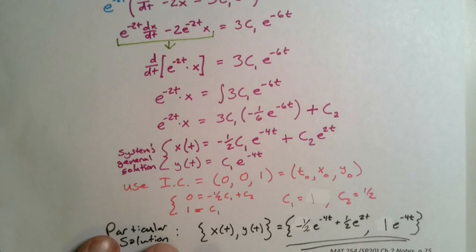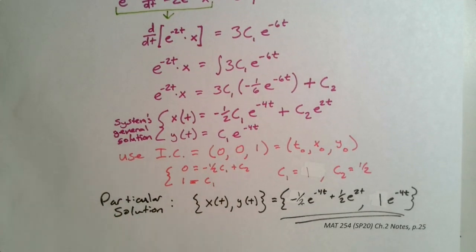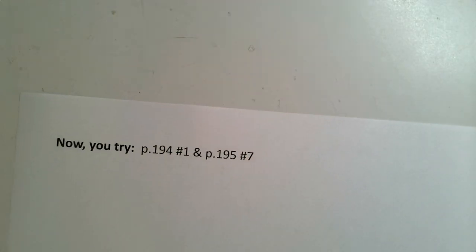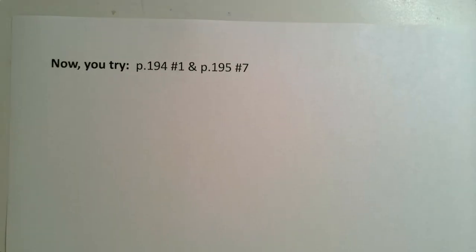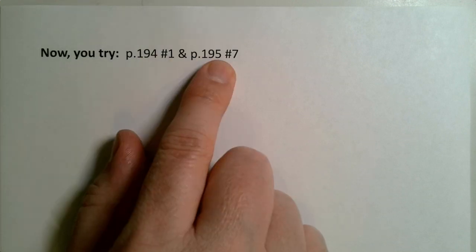So now the test is, can you replicate this? Can you use this method to find a solution? So on the next page, I've given you 2 problems to try. You'll notice these are problems from the textbook. So you can get to those on page 194, number 1, and number 7 on page 195. And I'll tell you that the first one is a fully decoupled system, so that should be good practice for you. The second one is the partially decoupled system. So you've got a fully decoupled and a partially decoupled.